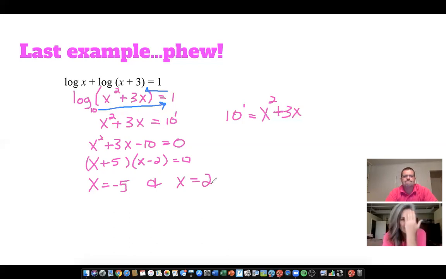And make sure we go back and we check our work here. So if I plug -5 into the first log, I get log of a negative number, which is sad. So we know that that guy is extraneous. So x cannot equal -5. And if we plug a 2 in, we get 2 and 5 inside the log, and those are both fine.